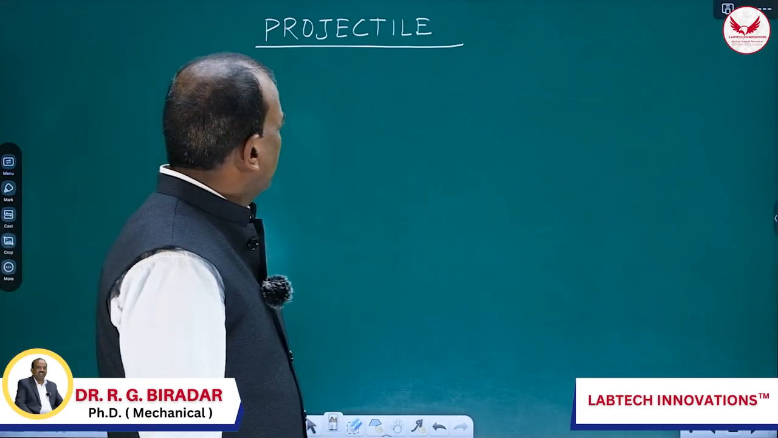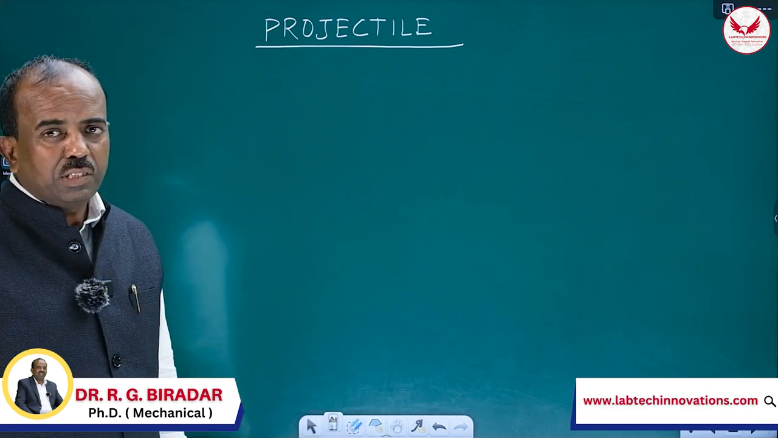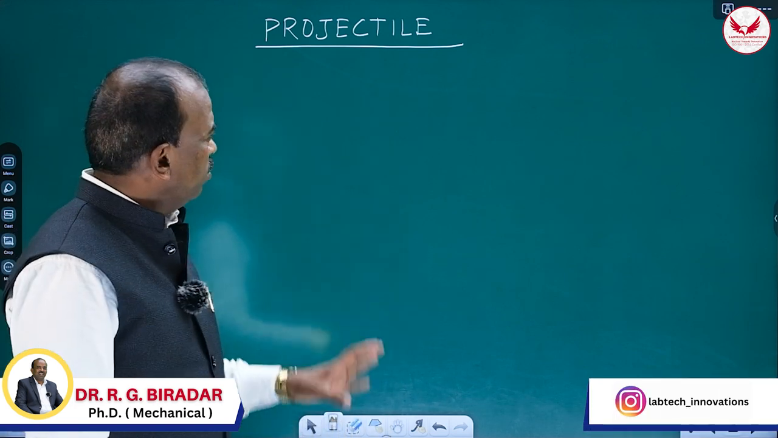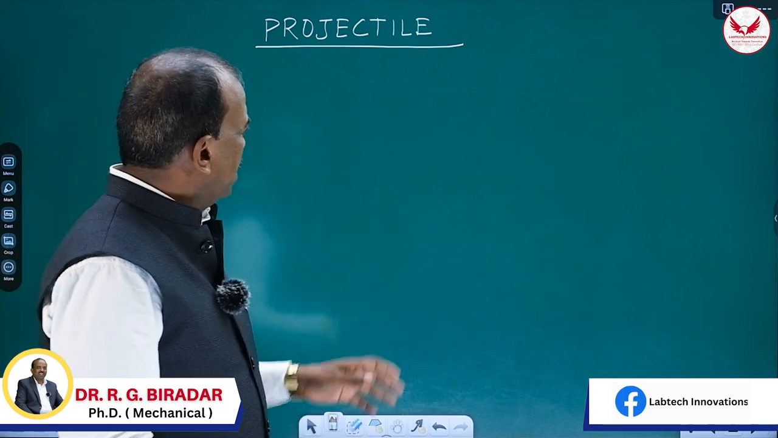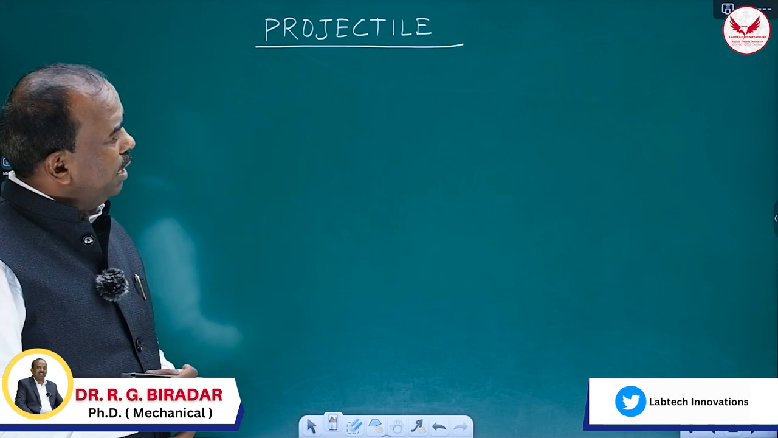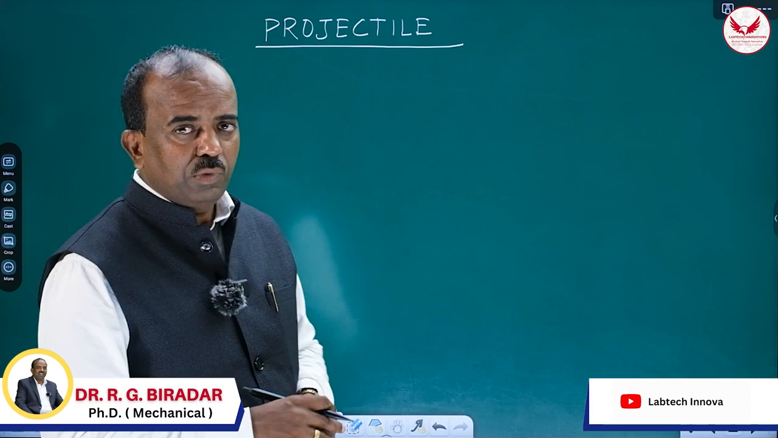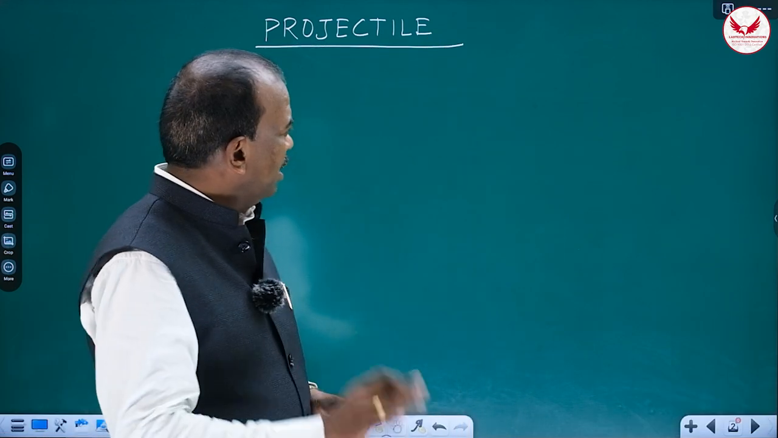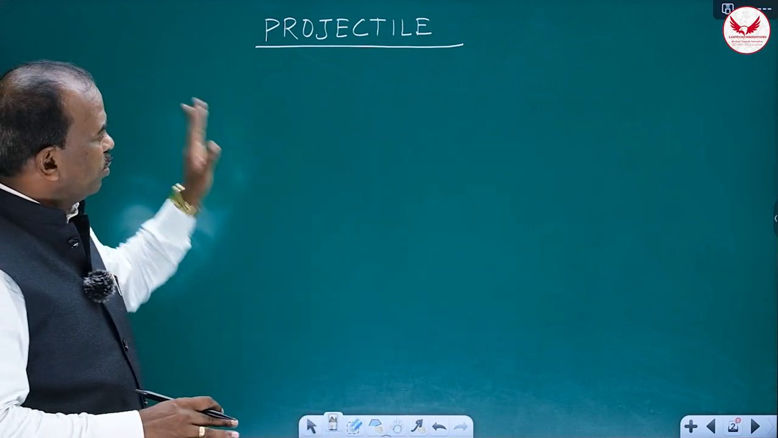Hello friends, today we'll see one more very interesting part of dynamics, that is projectile motion. Mostly before engineering, many students study this projectile motion in 11th and 12th. In short, a projectile is anything we throw in the air at an angle other than 90 degrees, meaning we should not throw it vertically upward or directly downward. Apart from this, if we throw anything in the air, it's a projectile.